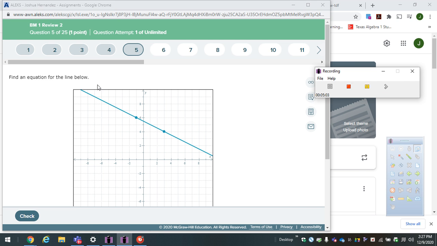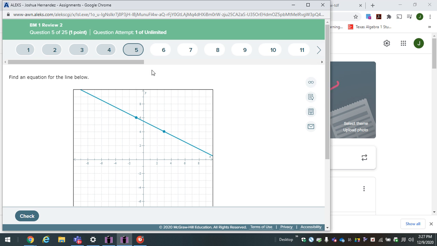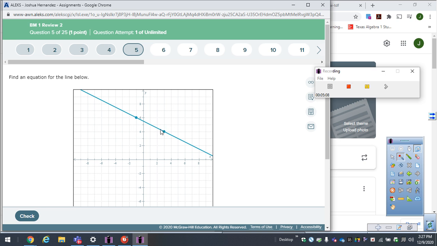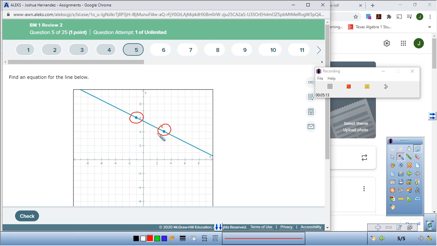Okay, this one's going to ask, find the equation of the line. Now, there's several things you can do here. I think the fastest, easiest thing is to get the coordinates of both points, and we'll go with 3, 4, and we'll come out here at -1, 6.